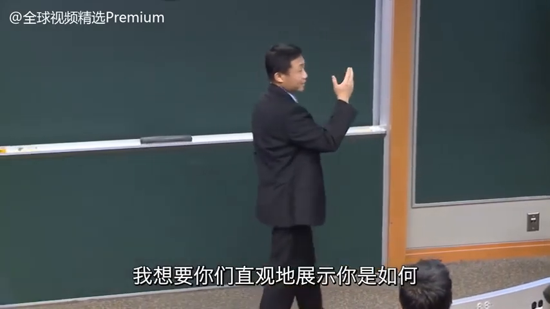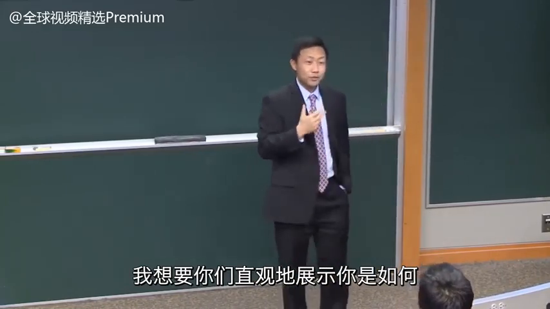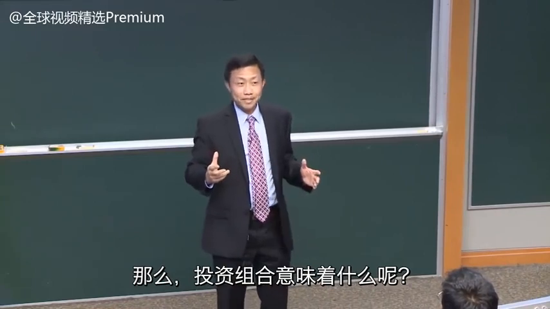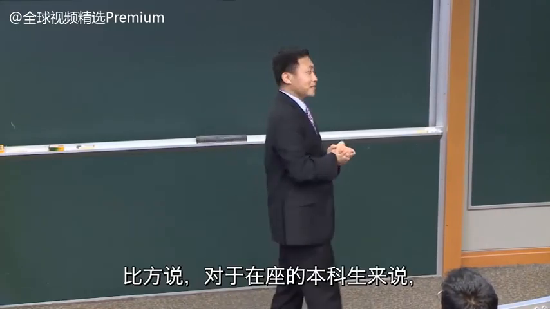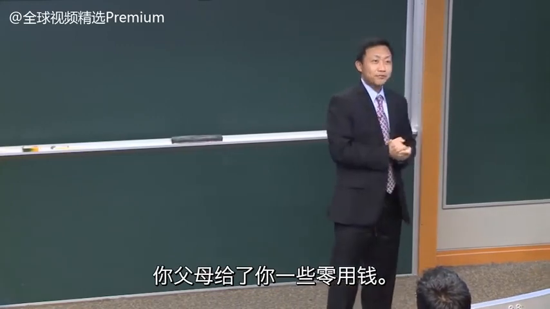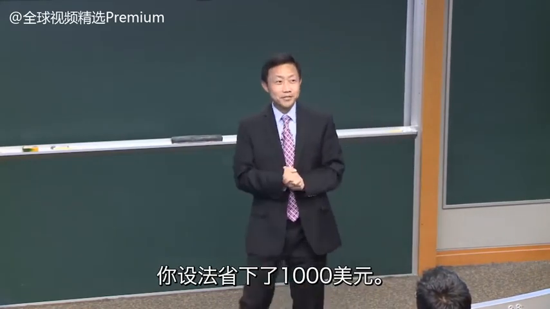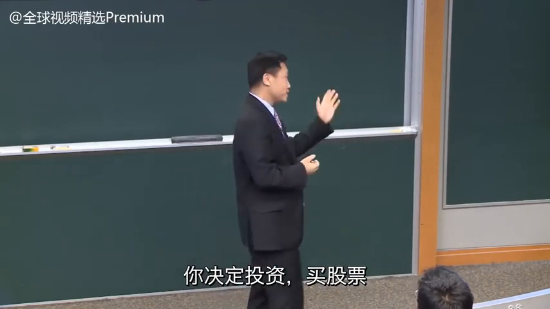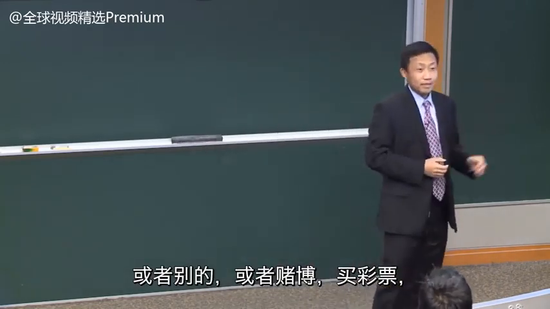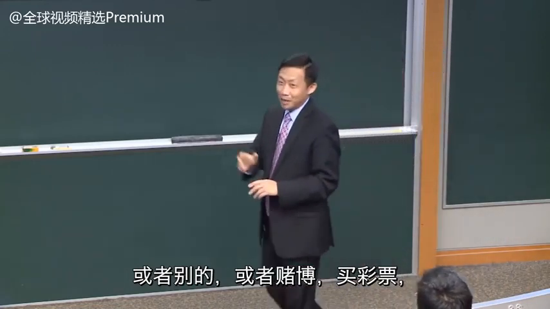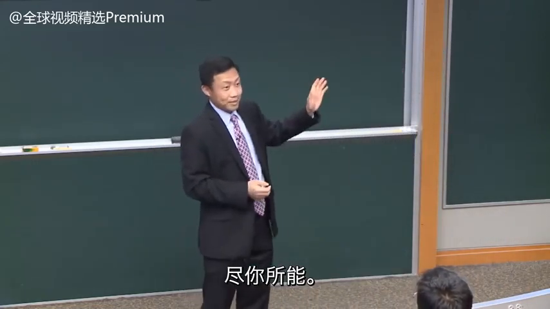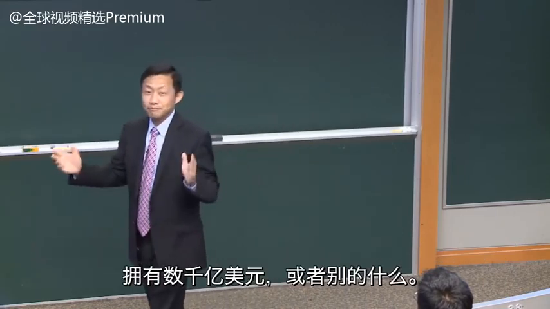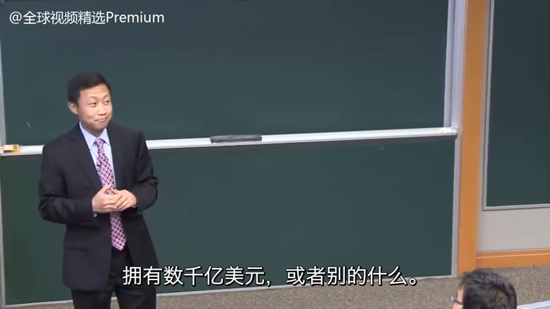I want to show you intuitively how you can construct a portfolio. So what does a portfolio mean? That I have to explain to you. Let's say for undergraduates here, your parents give you some allowance. You manage to save $1,000 on the side. You decide to put it into investments, buying stocks or whatever, or gambling, or buying lottery tickets, whatever you can do. Just break it down in percentages. That could be $1,000, or you could be a portfolio manager with $100 billion, or whatever.